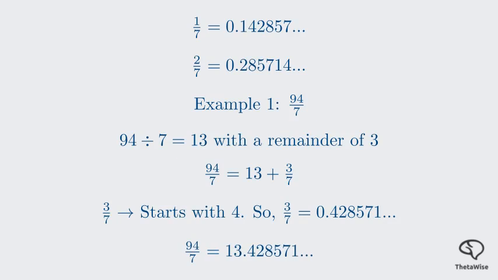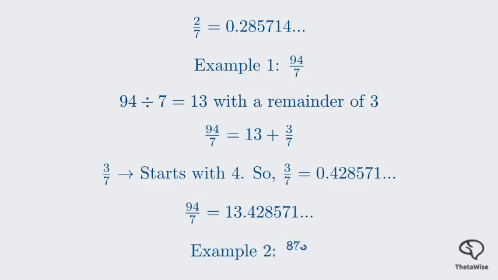So 94 divided by 7 is 13.428571, repeating. Let's try another one. 873 divided by 7. First, the long division.